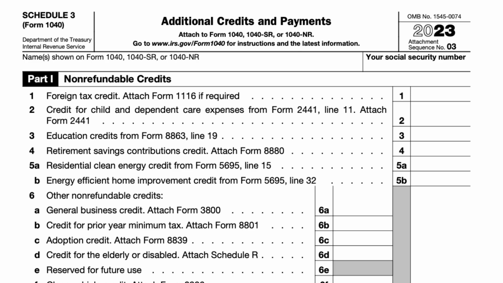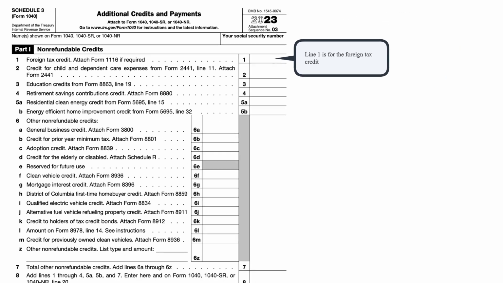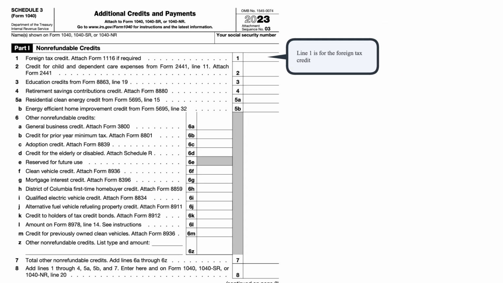The first part of Schedule 3 is for non-refundable credits. Non-refundable credits can only be used to the point at which no more taxes are owed. Let's quickly review what each line is used to enter. Line 1 is for the foreign tax credit.